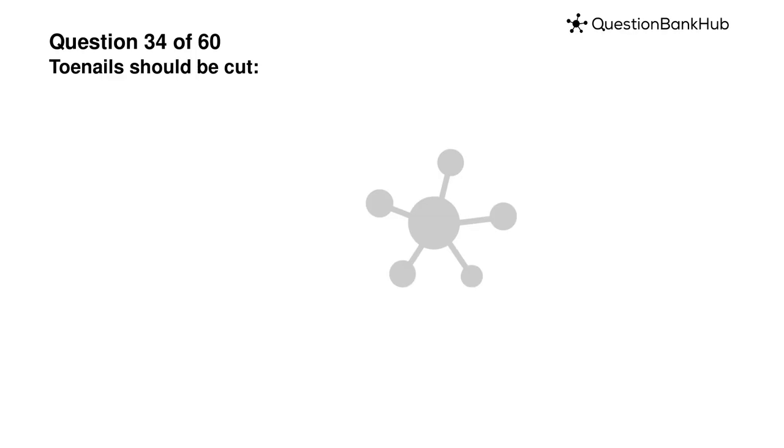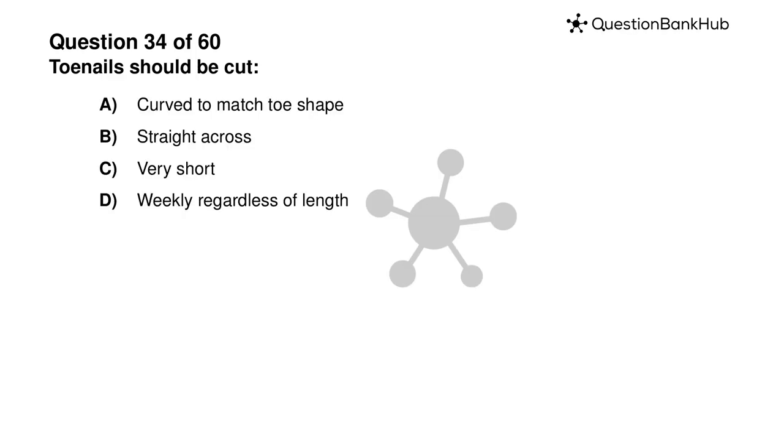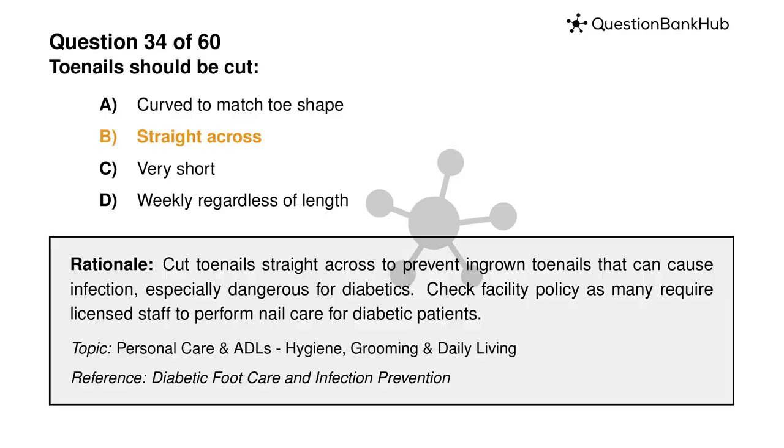Question 34. Toenails should be cut: A. Curved to match toe shape. B. Straight across. C. Very short. D. Weekly regardless of length. The correct answer is B, straight across. Cut toenails straight across to prevent ingrown toenails that can cause infection, especially dangerous for diabetics. Check facility policy, as many require licensed staff to perform nail care for diabetic patients.